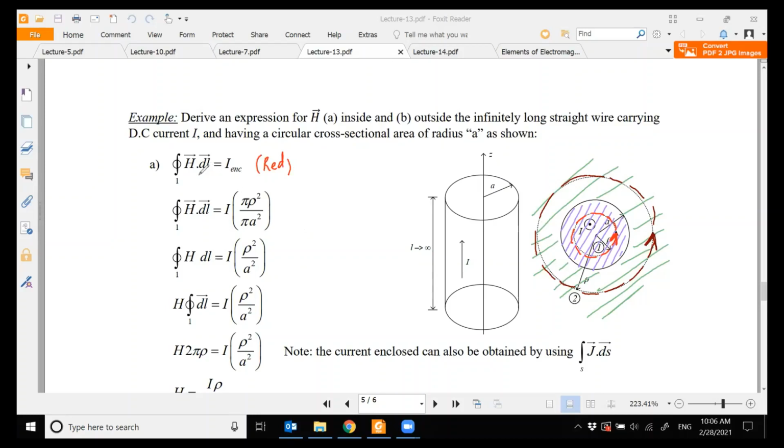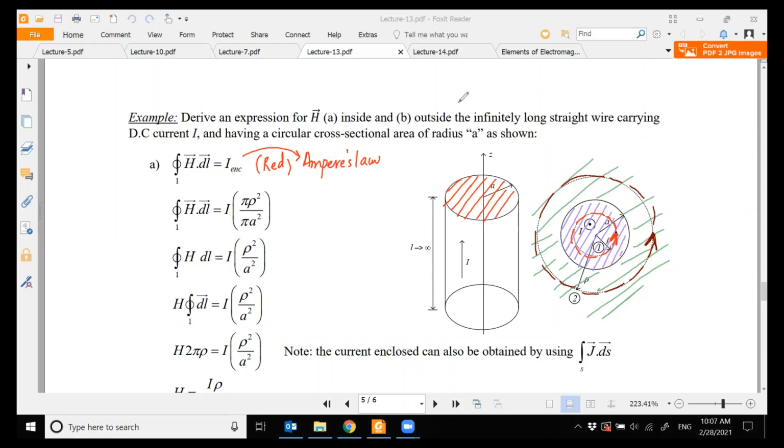So for the red one, closed line integral of H bar dot dl bar is equal to the current enclosed, which is our Ampere's law. So now I'm applying Ampere's law. Now, how can I find the current enclosed here? Because this current I is carried by this complete cross-sectional thickness, right? This complete cross-section is carrying the current I.